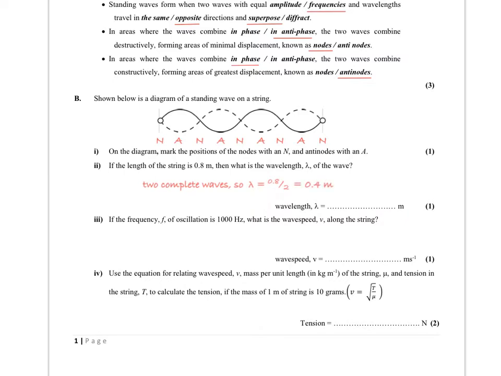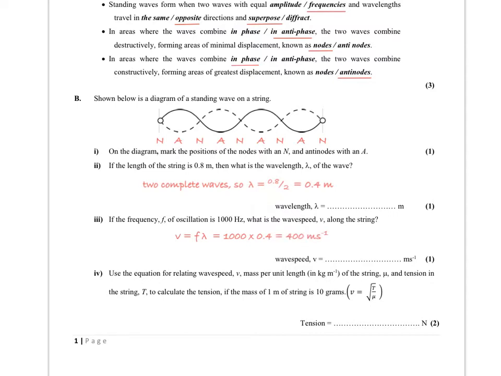If we know the wavelength, we can work out the wave speed. If we know the frequency of the oscillation, we're told the frequency of the oscillation in B part 3 is 1000 Hertz. So we're going to go back to this most important equation in waves, v equals f lambda, and then plug in our numbers. So 1000 times 0.4 gives us simply 400 meters per second.